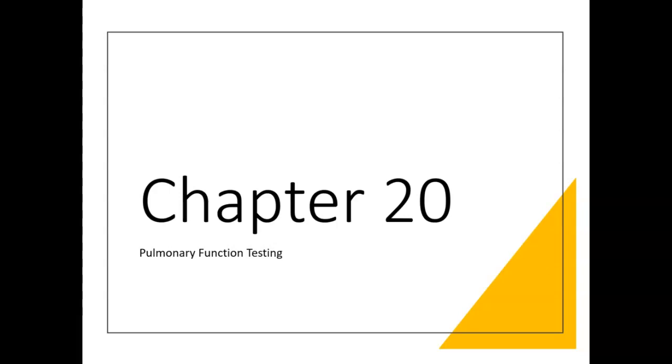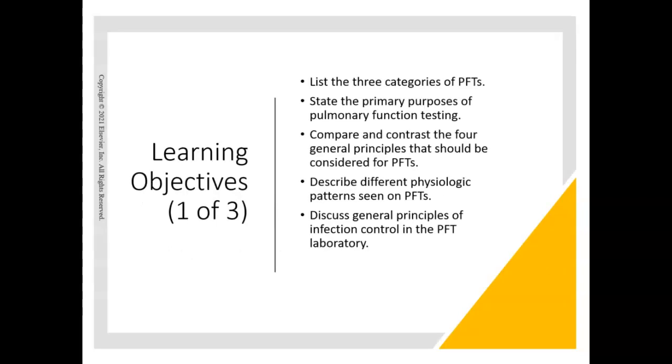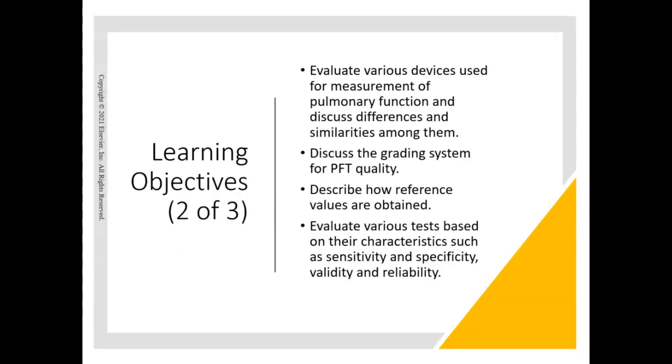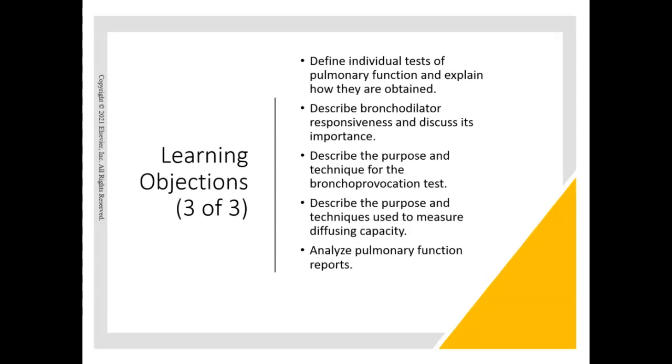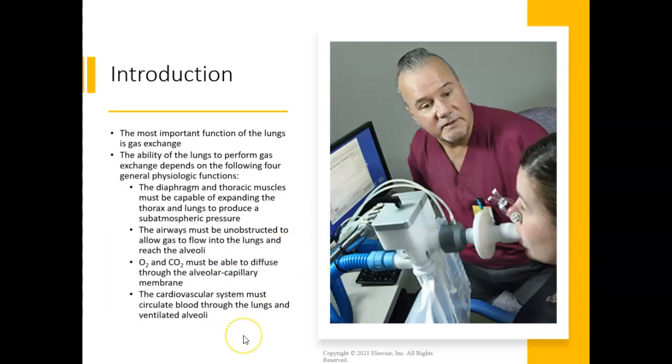So, chapter 20 in your Egan's book really focuses on everything to do with pulmonary function tests, what types of tests we perform when we say PFTs, how different physiological alterations to the lungs can be seen on PFTs, and the general principles of quality and infection control with PFT testing. Okay, so those are just a couple slides of objectives there. But now we can get into the nitty gritty of it.